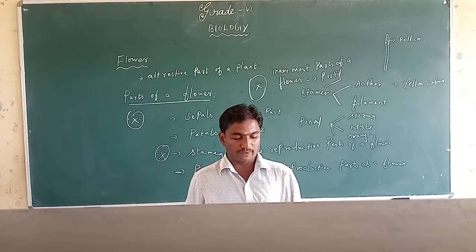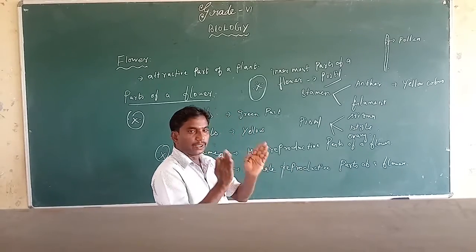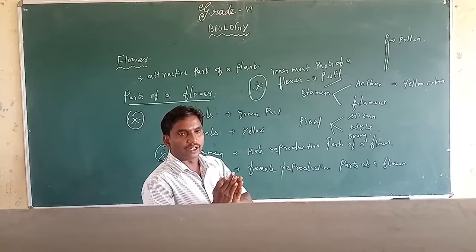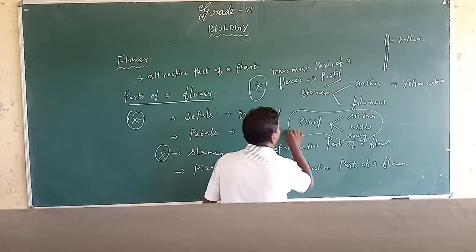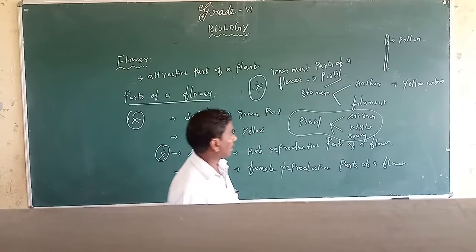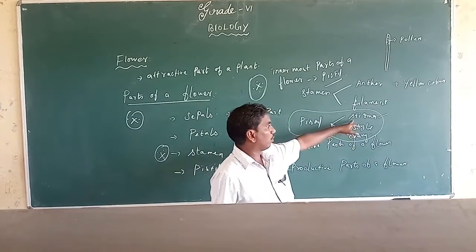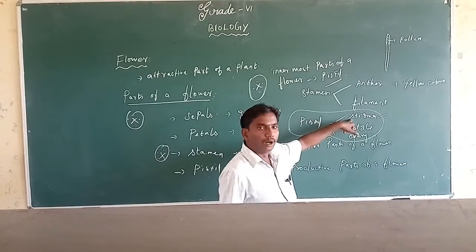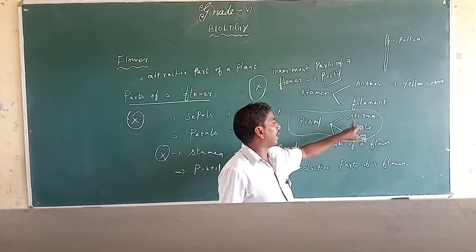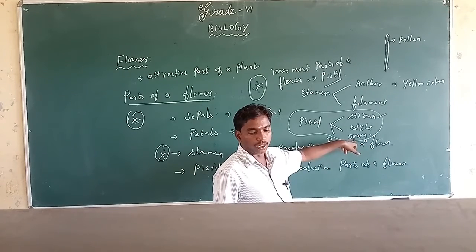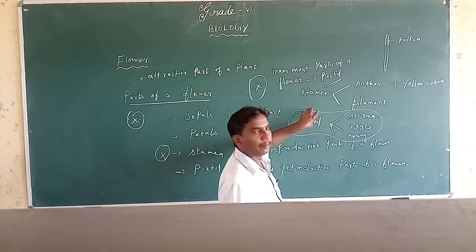Identify the parts of the pistil with the help of figure 7.24. When we open the pistil, we can see 3 parts. One is stigma, the second one is style, and the third one is ovary. This is the main part of your pistil.